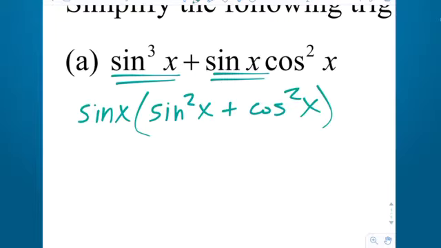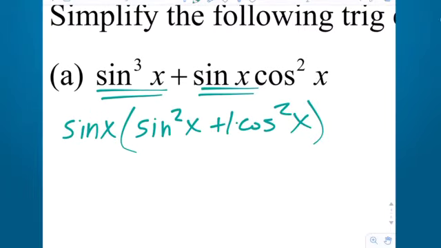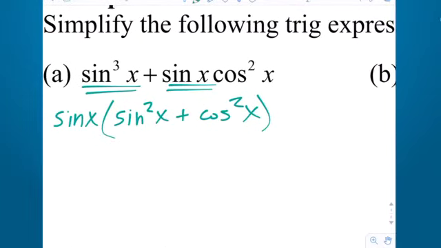Oh, there's a 1 right there. Sure. 1 times cosine. Yeah. And if you redistribute, and it's always a good idea to check, what's sine of x times sine squared? Sine cubed. Plus, what's sine times cosine squared? Sine times cosine squared. Great, so we factored it out. Now what?